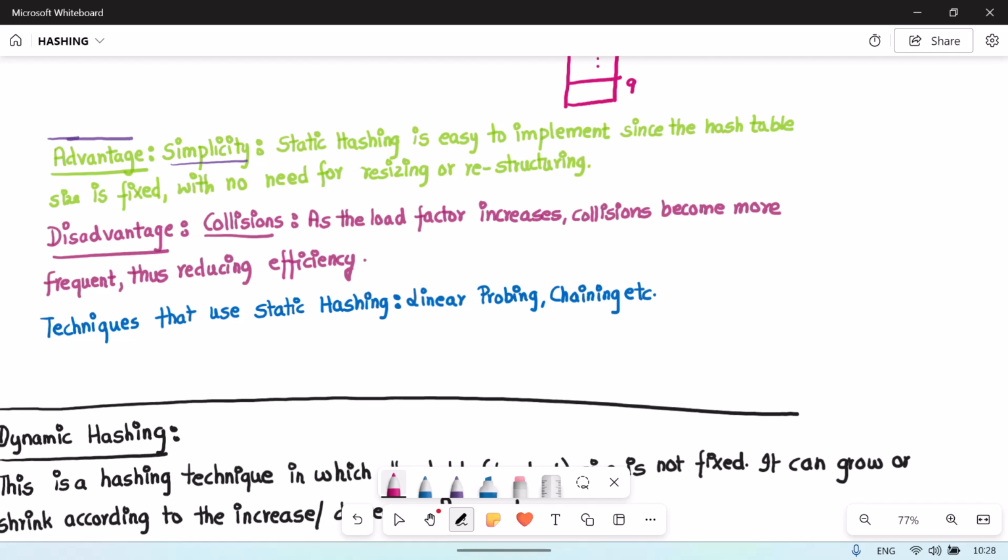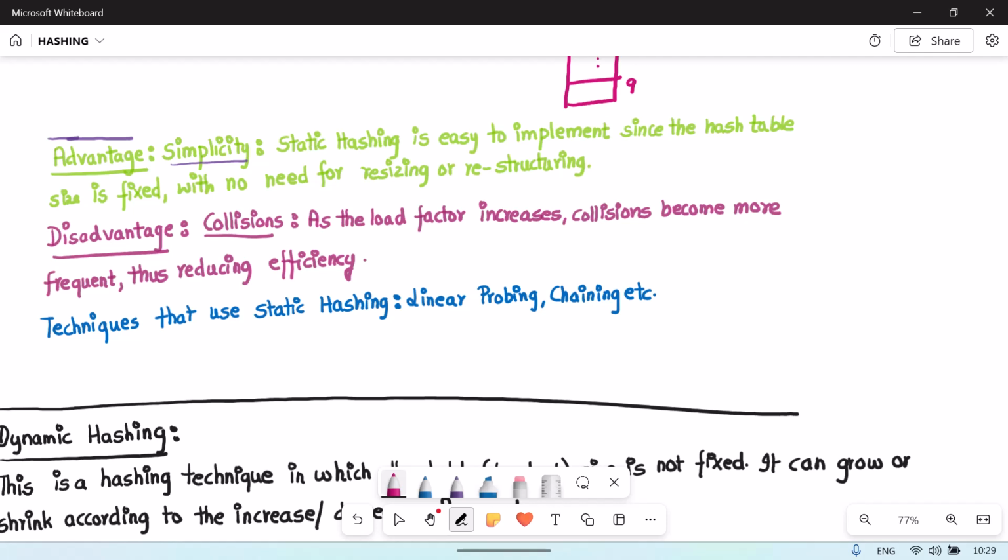That is, you only have to fix the hash table size and you need not worry about resizing or restructuring the hash table. So what is a disadvantage? The disadvantage is also related to the advantage. You know that in static hashing the hash table size remains the same.